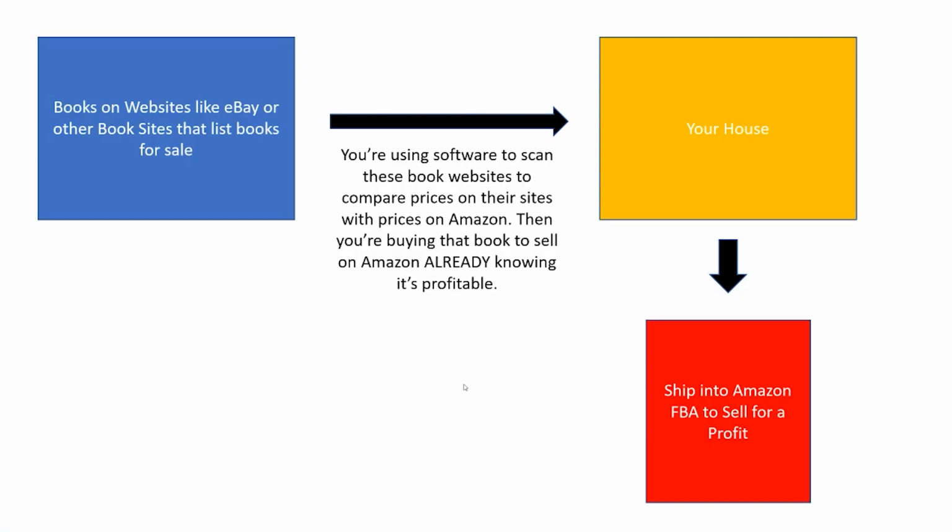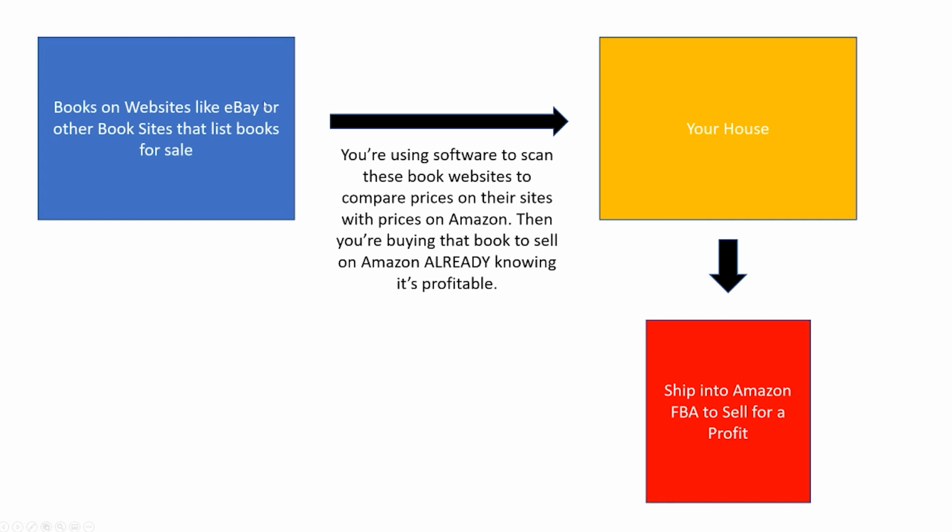And basically what you're going to do is use software to scan book websites and compare prices on their sites with prices on Amazon. Again, the software does it all for you. And then you're buying that book to sell on Amazon already knowing it's profitable because you've already used the software to compare the prices, okay?